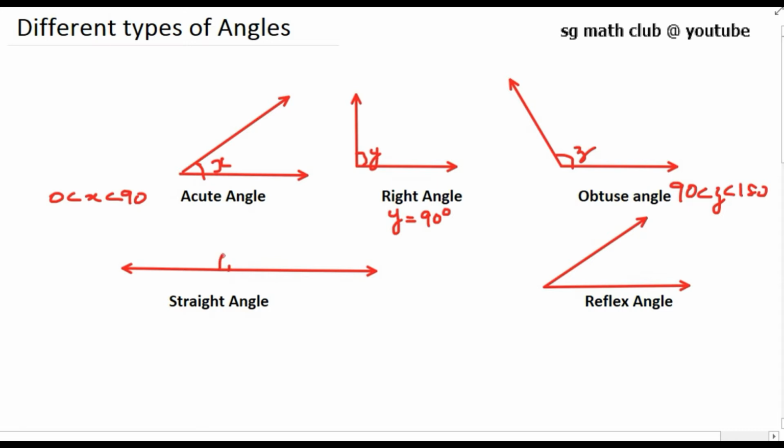Again, an angle whose measure is equal to 180 degrees is called a straight angle. And reflex angle means an angle whose measure will be more than 180 but less than 360. The value of the angle lies between 180 and 360 degrees, and it is called a reflex angle. So for a reflex angle, the measure will be like this.